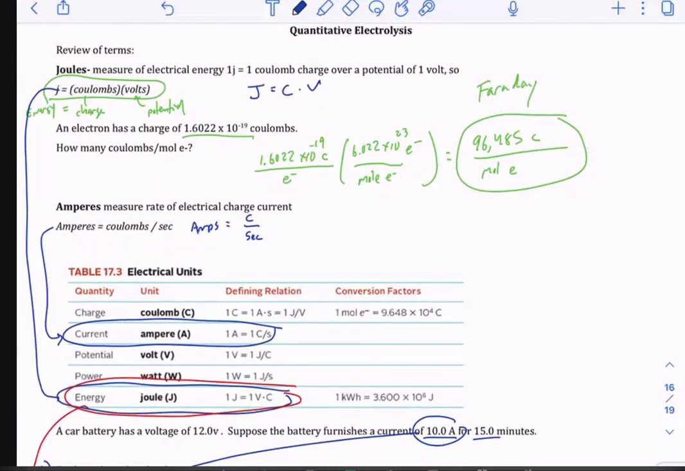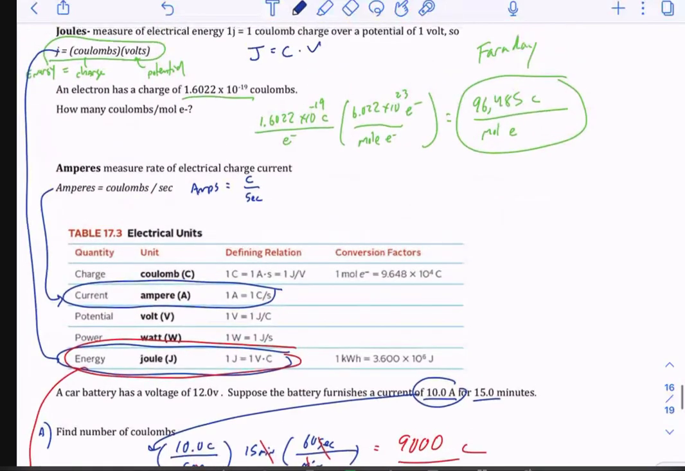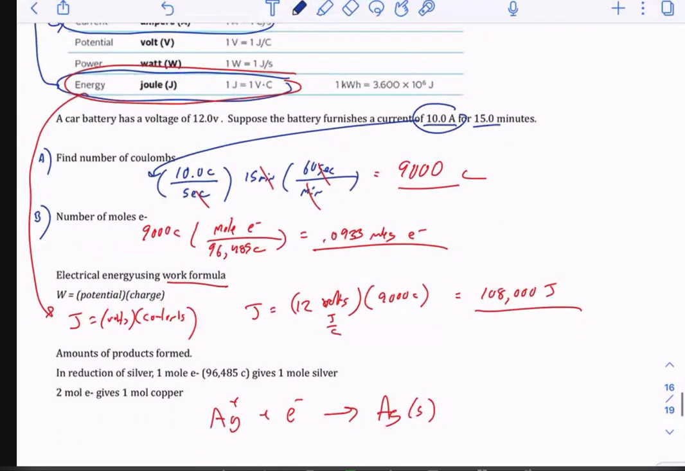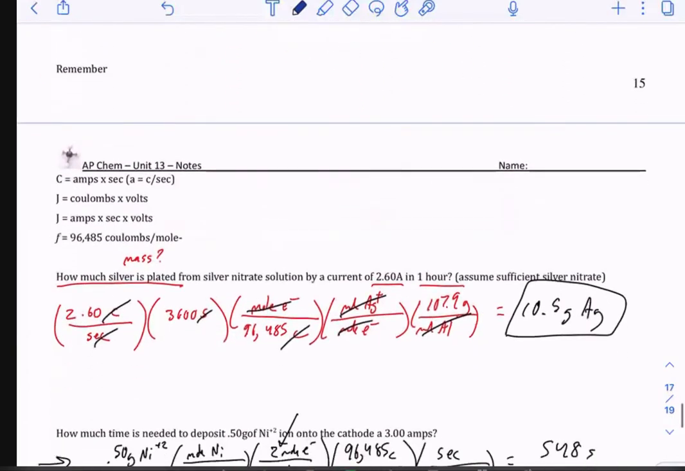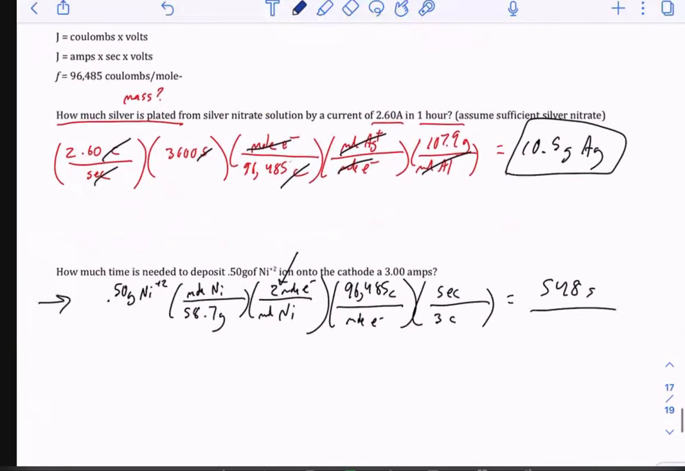We need to be able to solve for the energy based on its potential, right? So potential multiplied by the charge gives you joules. You need to know what a Faraday is, the relationship between moles of electrons and coulombs. And amperage is the rate, so it's your amount of charge per unit time, which is coulombs per second. We use that information to help us figure out the mass of something that's going to be plated, right? But we can also use the mass to figure out how long it took or how long it's going to take.